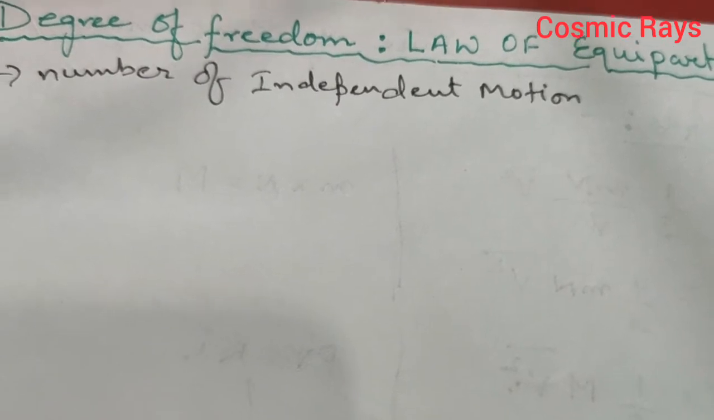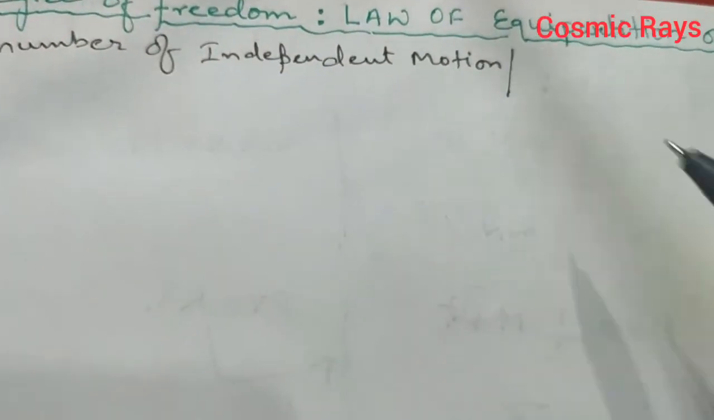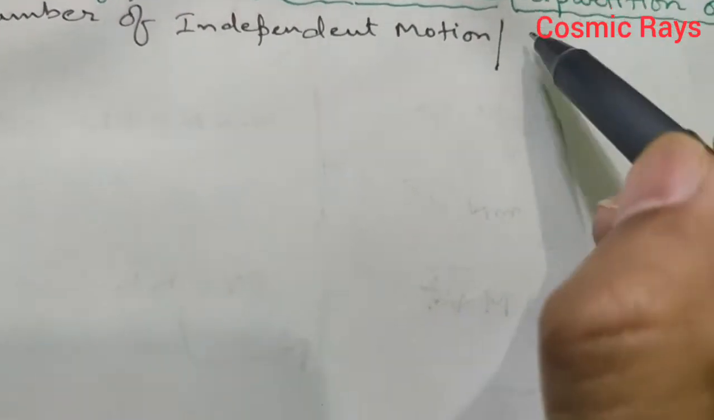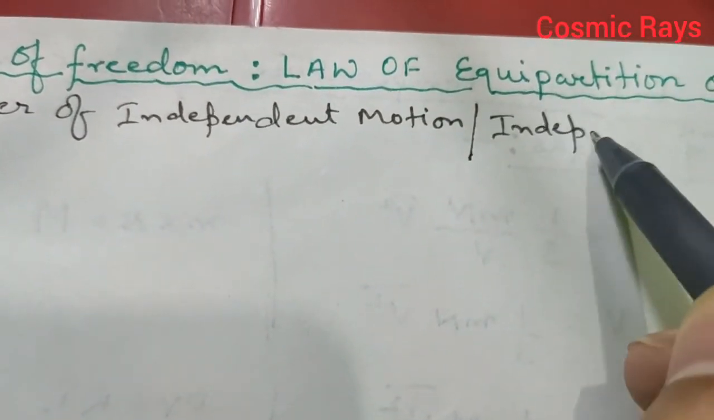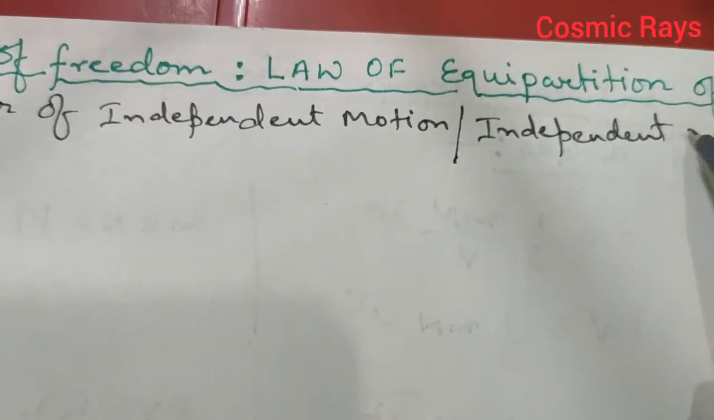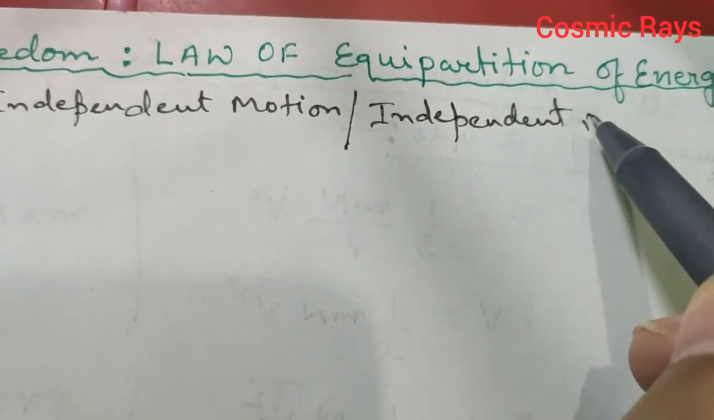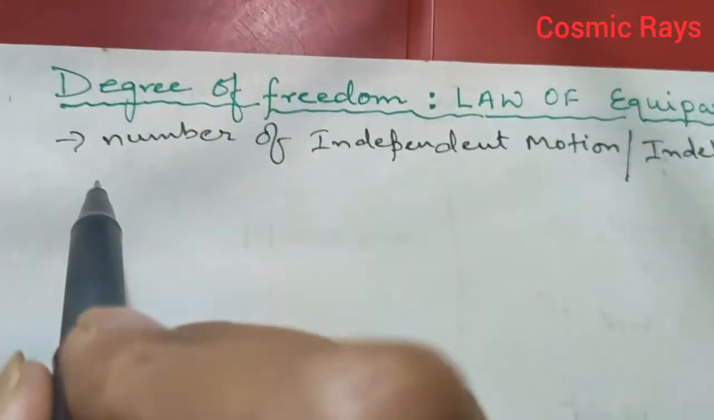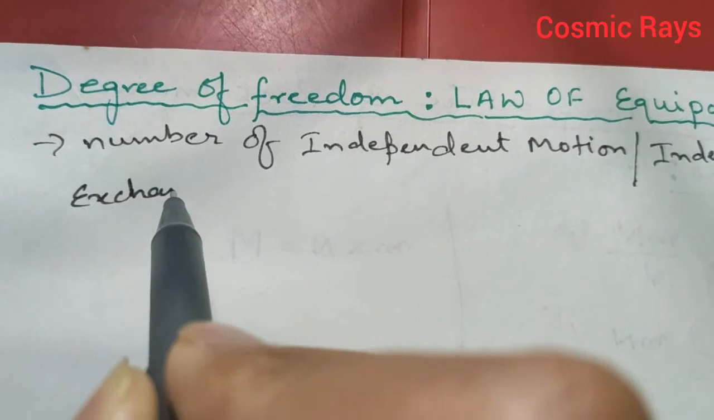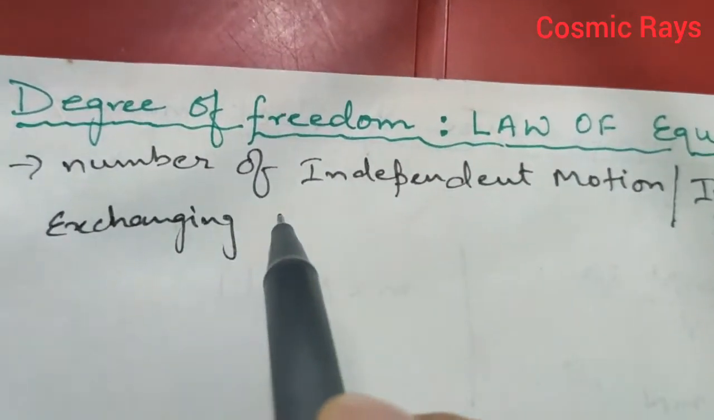that a particle or a gas molecule can make, or how many coordinates will be required to specify its position, or the independent method of exchanging energy.